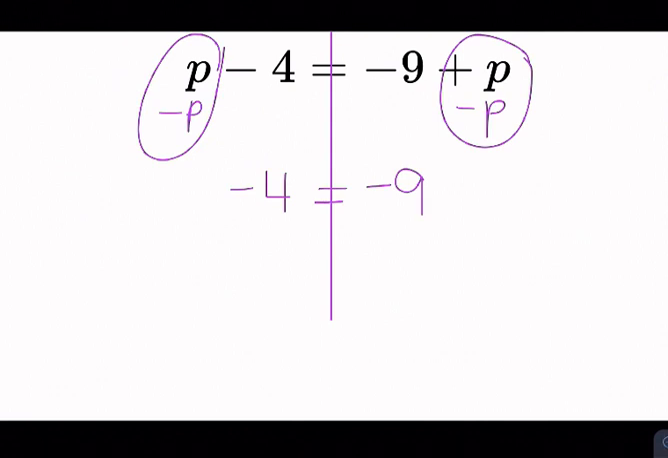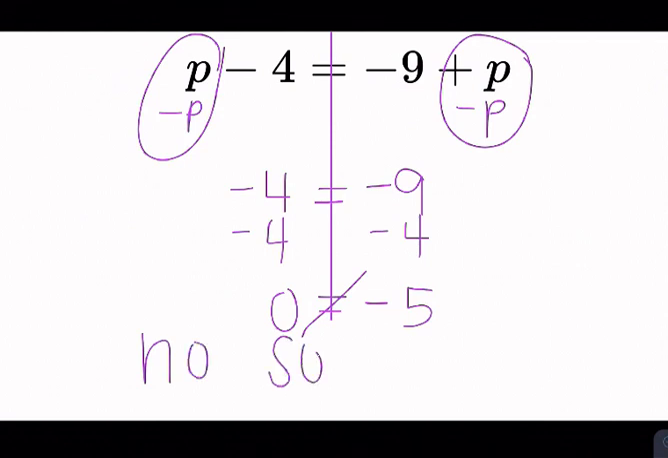Now, there's nothing else I could really do. If I really wanted to, I could take away 4 from that side and 4 from that side. I'd be left with 0 and negative 5. But I'm noticing right now that 0 does not equal negative 5. So if you ever get a solution like this where you have only numbers left and they do not add up, they don't have the same value, we know our answer is no solution. Because there is not a value of p that would work in this situation to make them equal.